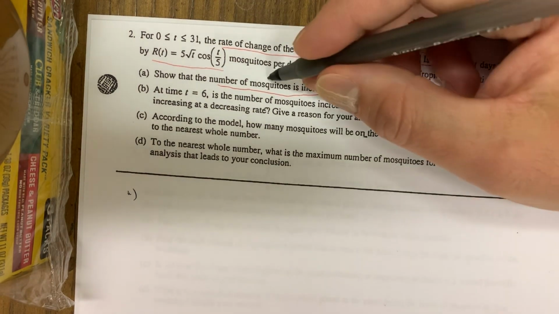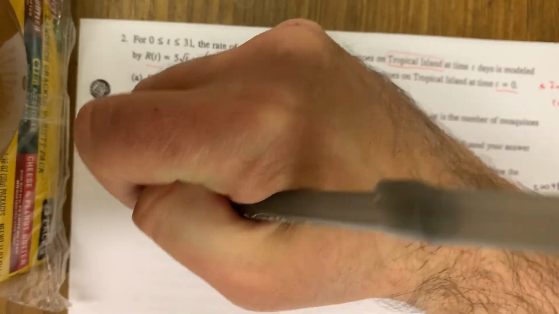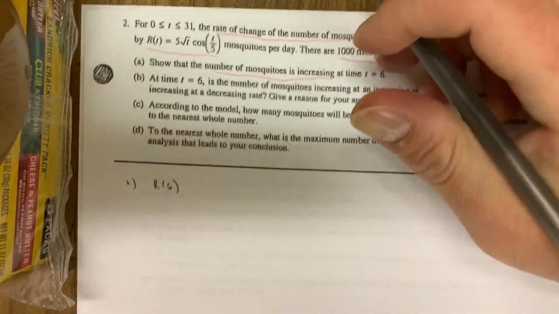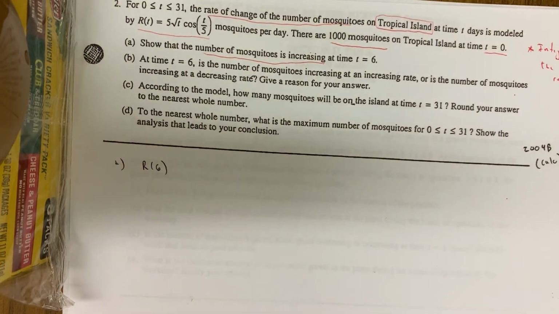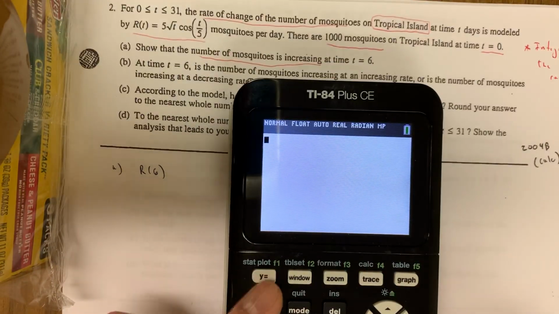So the problem is a lot of people are like, oh, you got to take a derivative and plug in 6. No, you're already given the derivative, okay? R represents the rate of change of the number of mosquitoes. Let's see if it's positive at T equals 6, which means it's time for the TI.